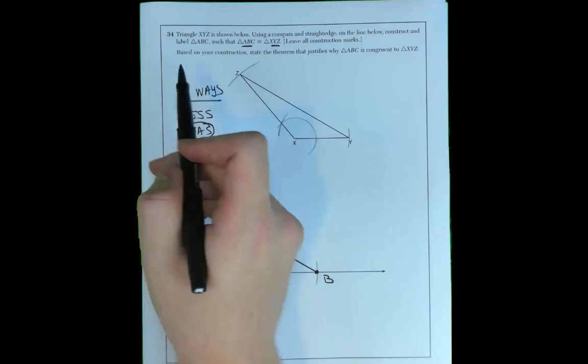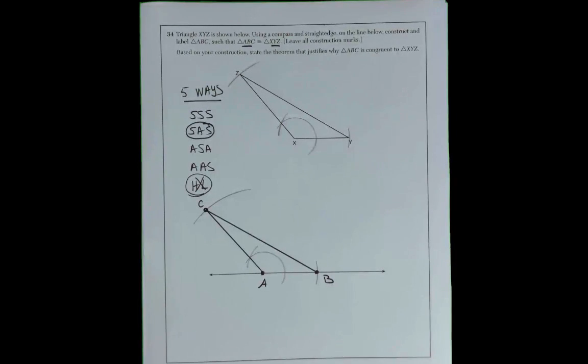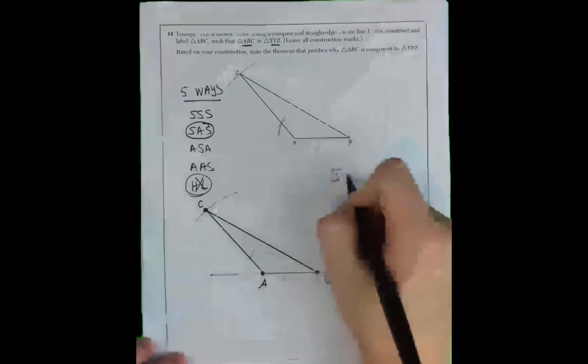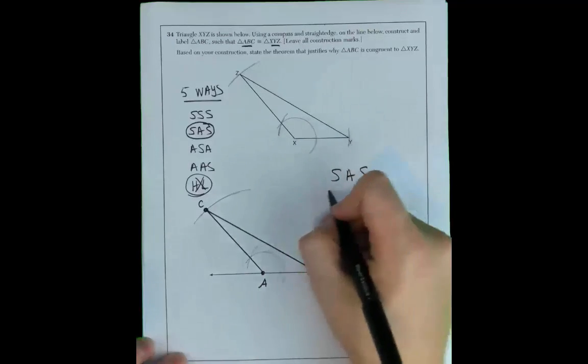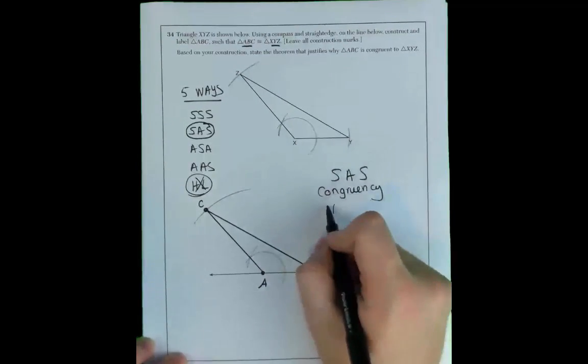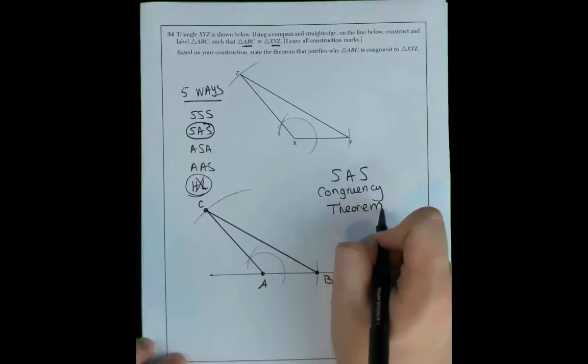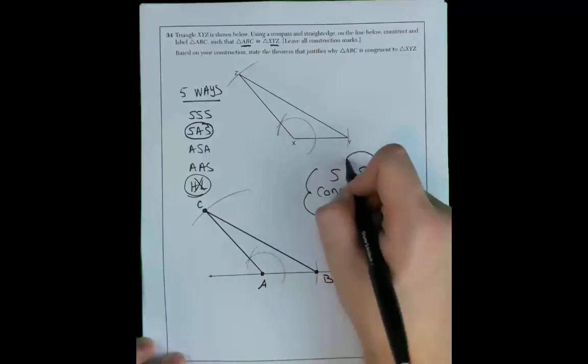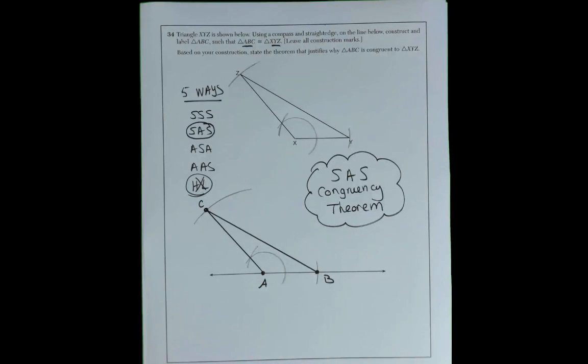And then the question up here says, based on your construction, state the theorem that justifies why triangle ABC is congruent to triangle XYZ. Your answer would be side angle side congruency theorem. All right, and that is how you complete that construction. If you did this by side, angle, side, or angle, angle, side, those would be acceptable answers as well. And that is how you do that construction.